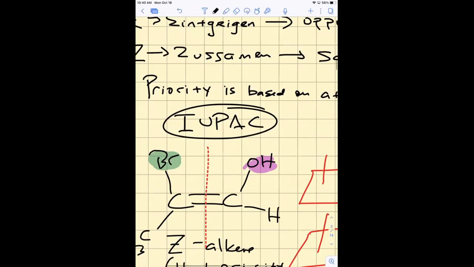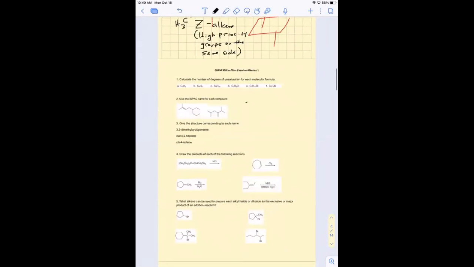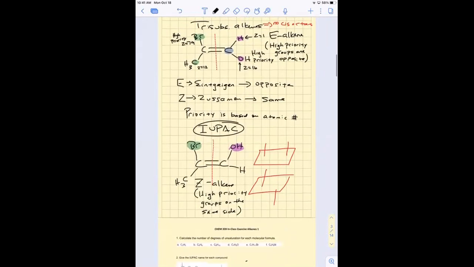But this is why I hate nomenclature. It's my least favorite topic of all topics in organic. I'd rather eat nails with hot sauce than talk about nomenclature. But I had to introduce it because you're going to see it and you're going to hear the terms. So it's the same thing, but you just use a different convention to determine the same thing that we just looked at, whether something is opposite or same side.